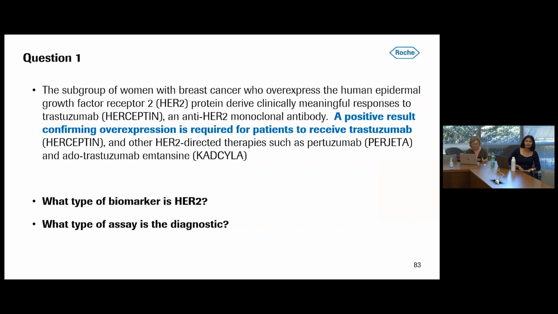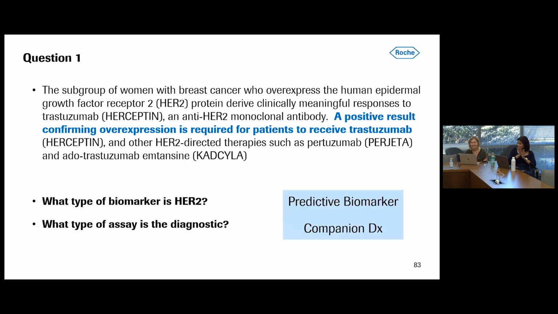So the first question: there's a subgroup of women with breast cancer who overexpress HER2 protein, and they derive clinically meaningful responses to Herceptin, an anti-HER2 antibody. So a positive result confirming overexpression is required for patients to receive Herceptin. What type of biomarker is HER2, and what type of assay is the diagnostic? We have about half the class, and they selected predictive biomarker and companion diagnostics. Yay, very well done.